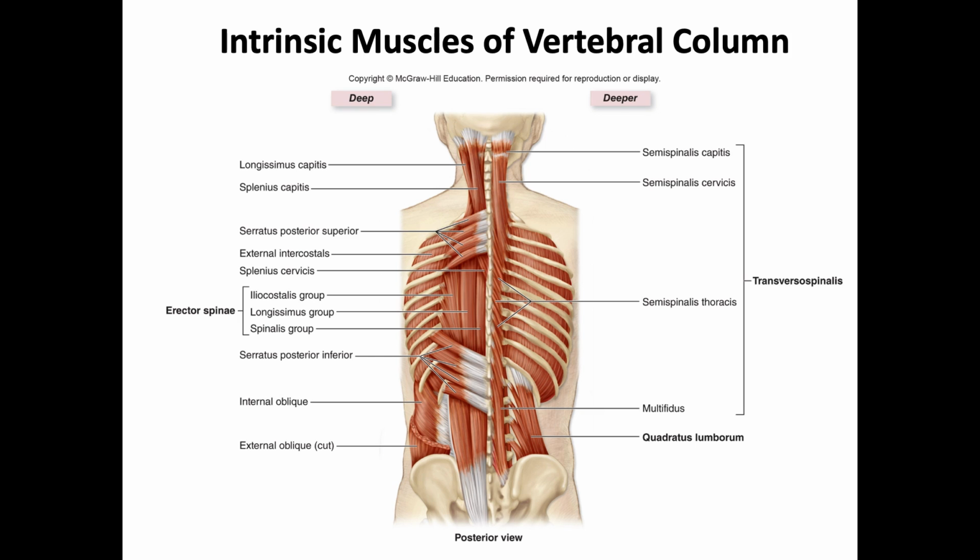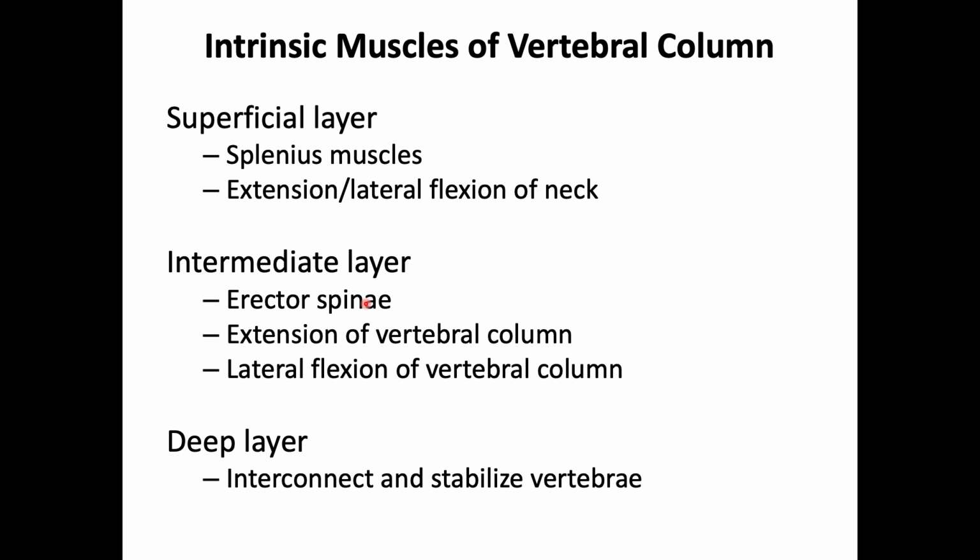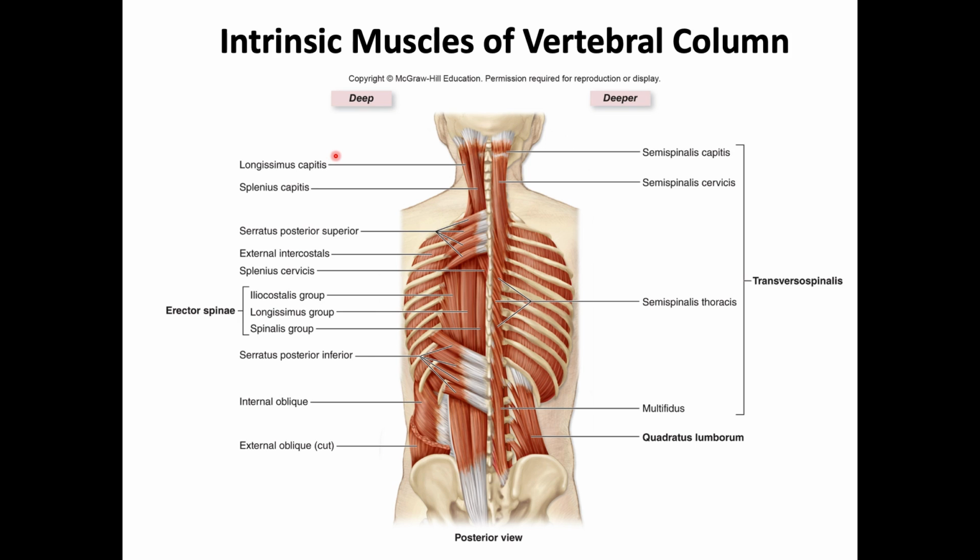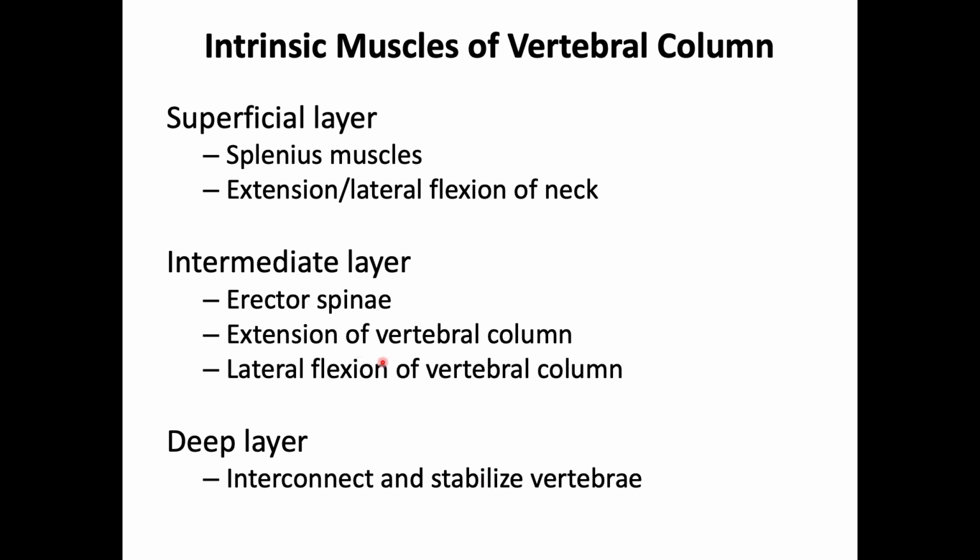So let's start here with this splenius muscle. So remember the splenius here. These are the most superficial and are involved with lateral flexion of the neck here. So you can see the splenius right up here, superficial. So next, if we move a little deeper, so less superficial, we'll move to these erector spinae. Remember, these are some of these intermediate layers here.